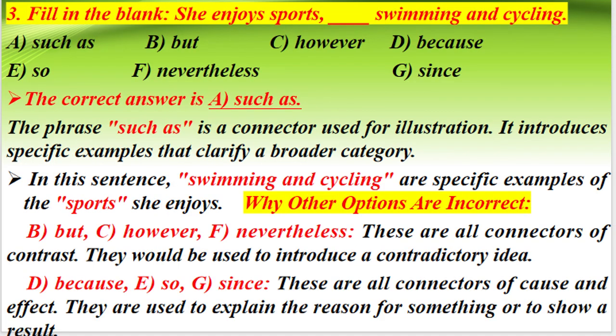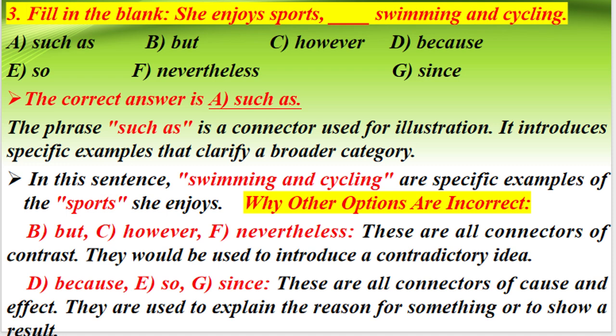3. Fill in the blank. She enjoys sports, blank swimming and cycling. A. Such as, B. But, C. However, D. Because, E. So, F. Nevertheless, G. Since. The correct answer is A, such as. The phrase such as is a connector used for illustration. It introduces specific examples that clarify a broader category. In this sentence, swimming and cycling are specific examples of the sports she enjoys.